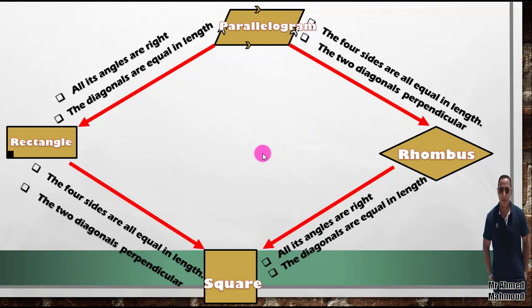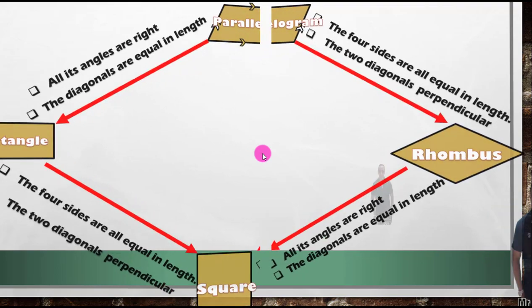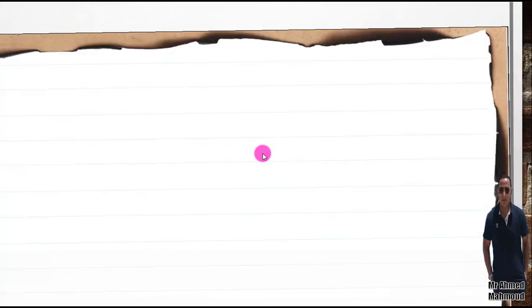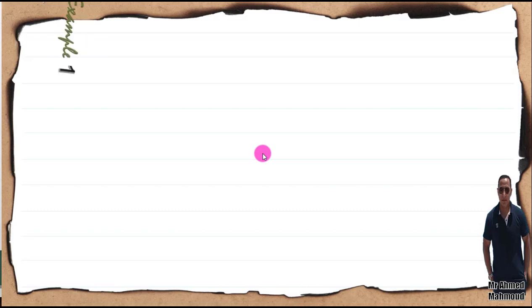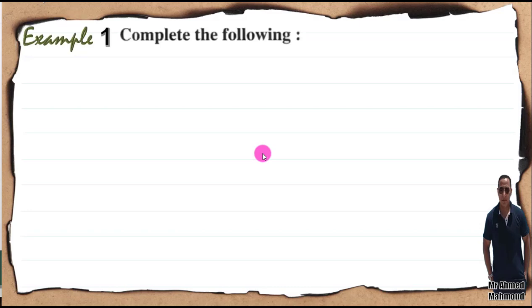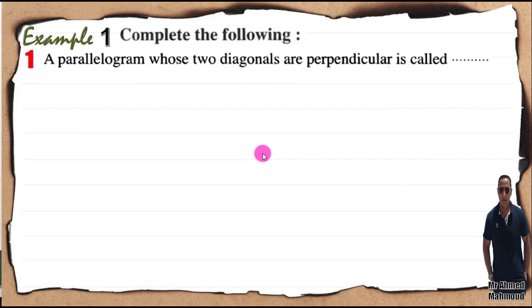Now let's solve the problems. Example 1 with us, it's a complete question. Number 1, a parallelogram whose diagonals are perpendicular is called what? If we change the diagonals of the parallelogram to make them perpendicular, it will be changed into a rhombus.